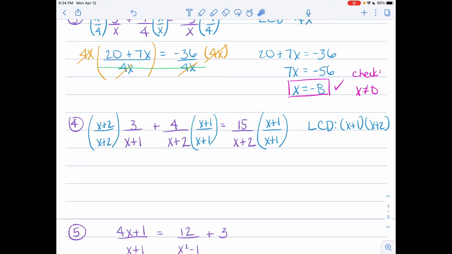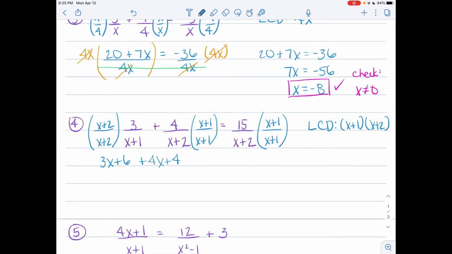So I'm going to take 3 and multiply it by x plus 2. So let's go ahead and do that as we are writing our next step. So I'm going to say 3x plus 6. And then my other fraction has a numerator, 4 times x plus 1. So plus 4x plus 4.